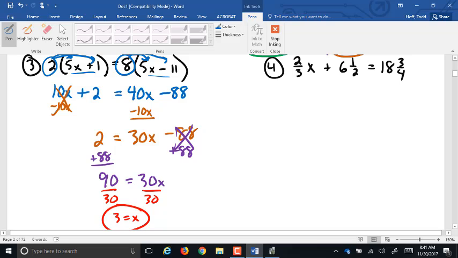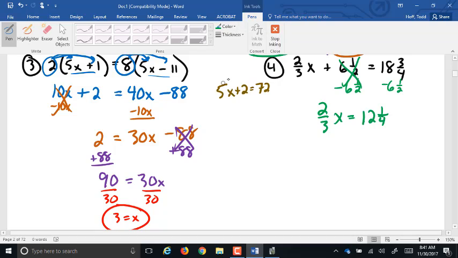Going over to number 4 then. Number 4 here is no different than having 5x plus 2 equals 72. It's just that we have fractions in there instead of whole numbers. So we're going to start out by subtracting the 6.5. That's gone. We've got 2/3 x. 18 3/4 minus 6.5 is 12 1/4.